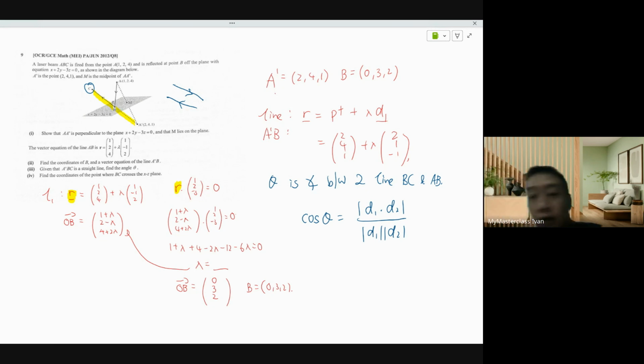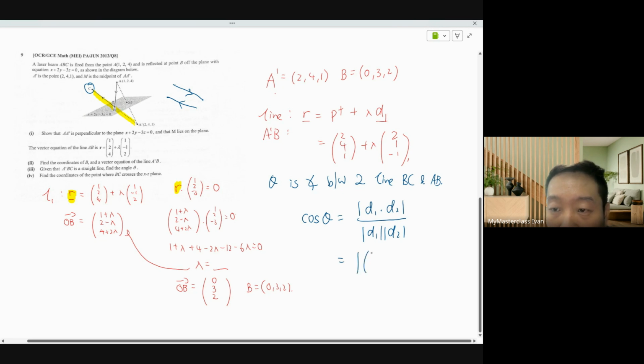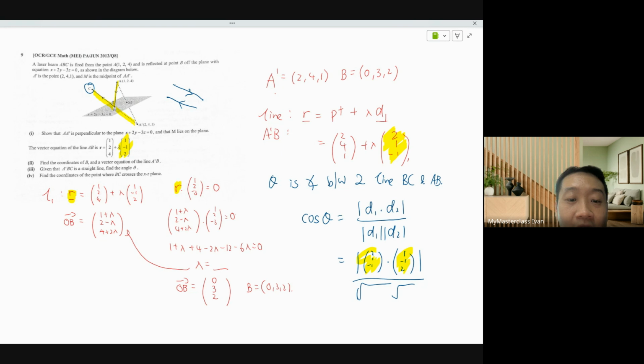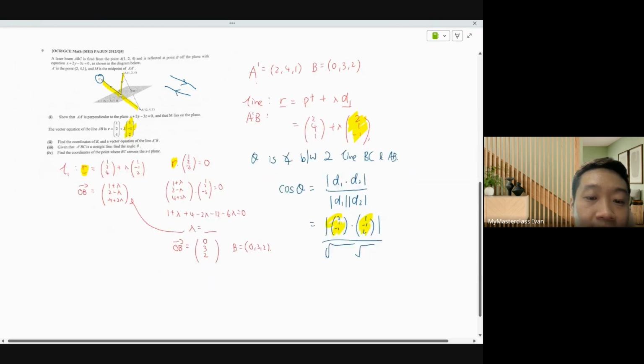Okay, so the angle between two lines, just take the formula for cosine theta, d1 dot d2 over magnitude of d1 magnitude of d2. I'm going to use 2, 1, minus 1, which is A prime B, dot AB, 1, minus 1, 2, over, you know, whatever Pythagoras theorem. This guy comes from where? This guy is the direction vector of A prime B. This guy comes from where? Direction vector of AB. Can you see? Because it's the angle between this line and this line. Understand? Okay?